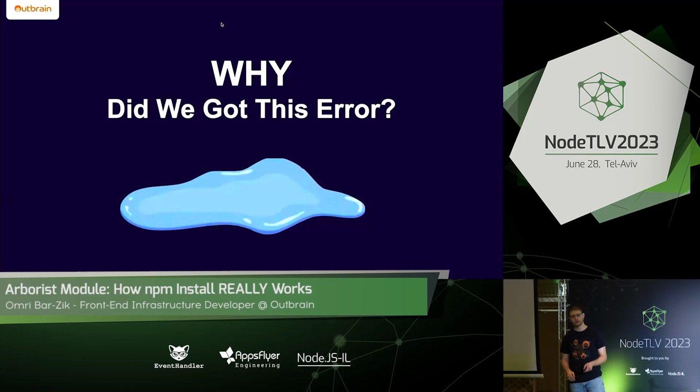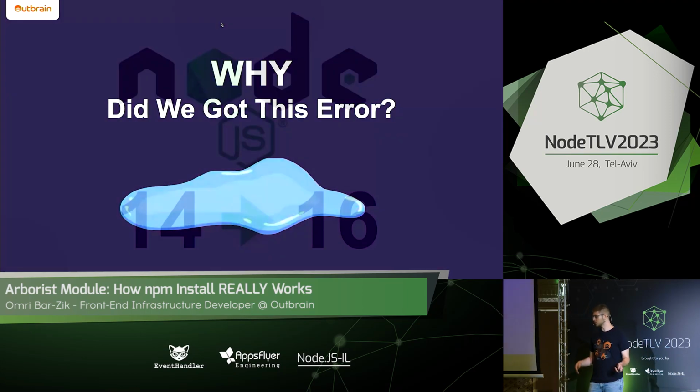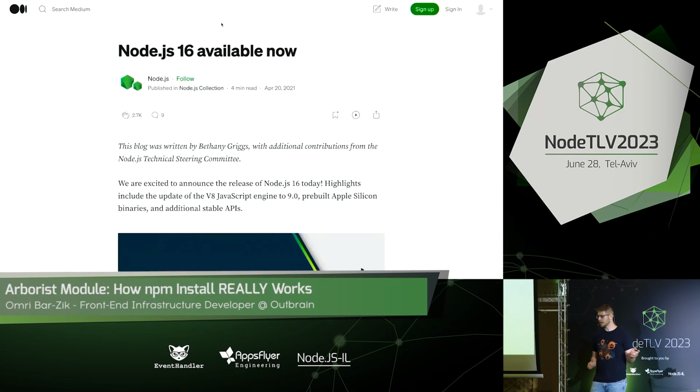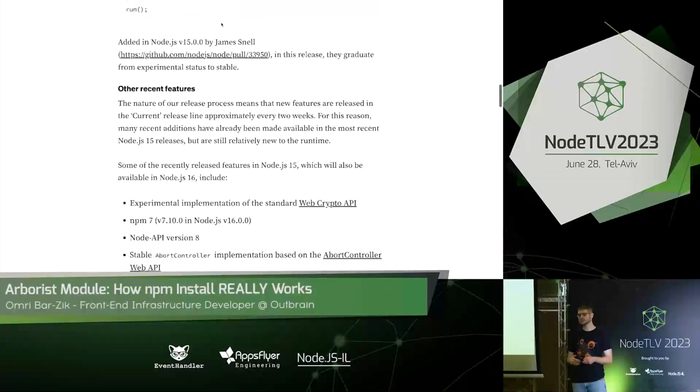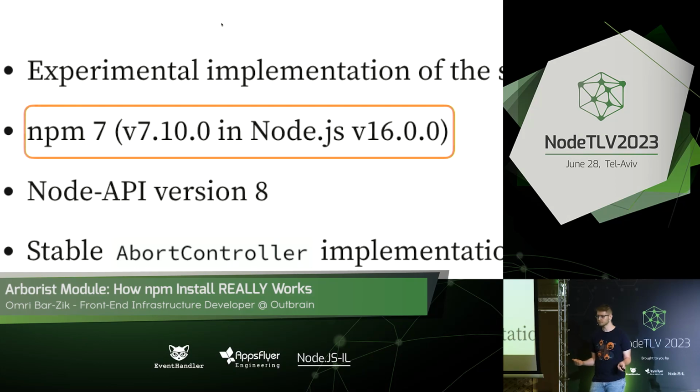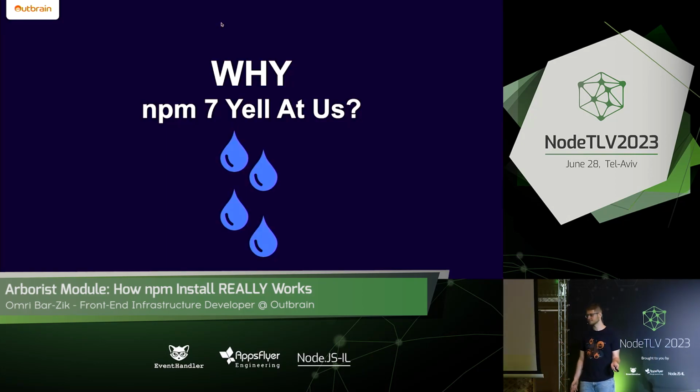I know this error was related to the change I did from Node 14 to Node 16, and I know this error is related somehow to NPM. So let's find out what happens there. First, I did a quick Google search and found this Medium article. I scrolled down a bit, looking for anything that resembles NPM, until I found this line. Apparently, NPM was upgraded from NPM 6 to NPM 7. This raises our second question. Why does NPM 7 yell at us?